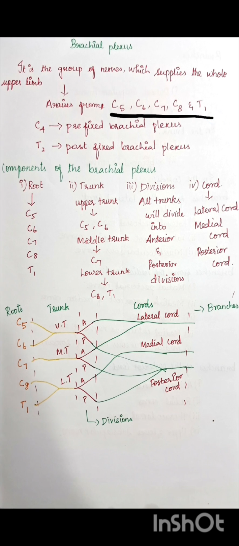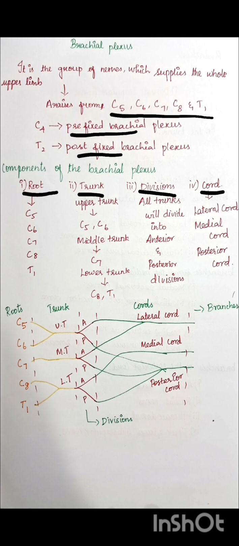When C4 contributes, it is named the prefixed brachial plexus, whereas when T2 contributes, it is referred to as the postfixed brachial plexus. Coming to the components of the brachial plexus, we have roots, trunks, divisions and cords. The roots, as I said, arise from C5, C6, C7, C8 and T1.